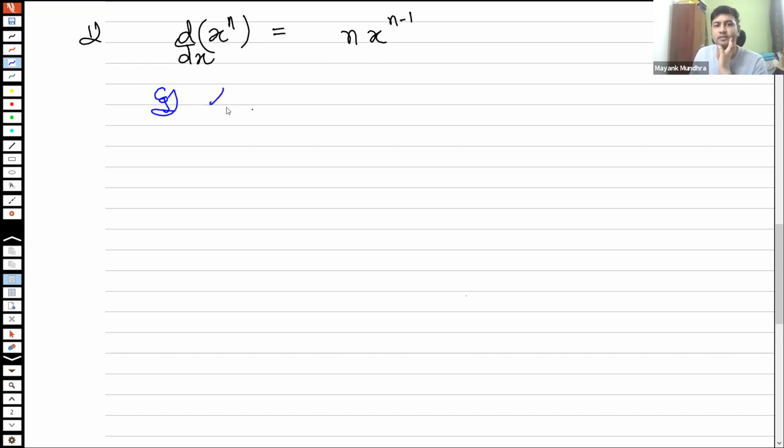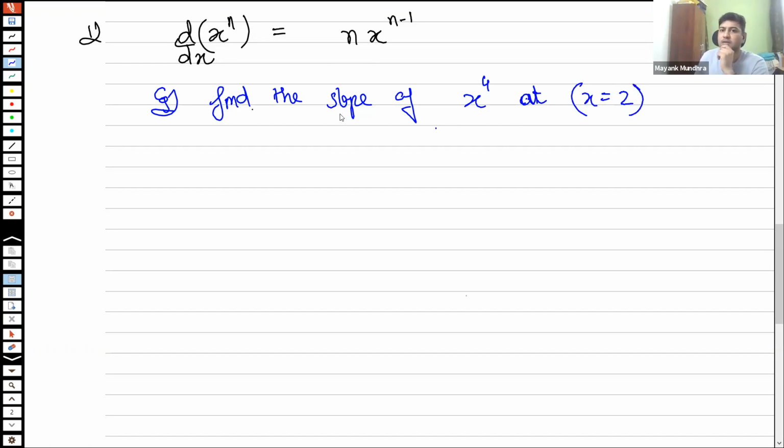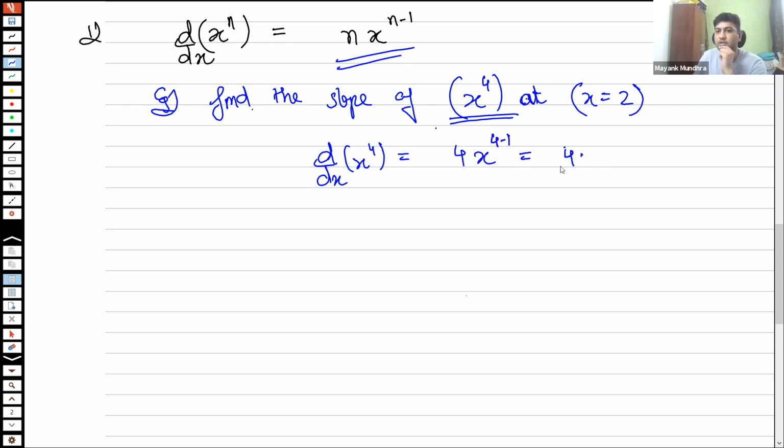So let's say I give you an example. Find the slope of x to power 4 at x equals 2. So what I'm going to do is first find the general function of slope. So d by dx of x to power 4, by this formula, is 4 times x to power 4 minus 1. So that is 4 times x cubed.